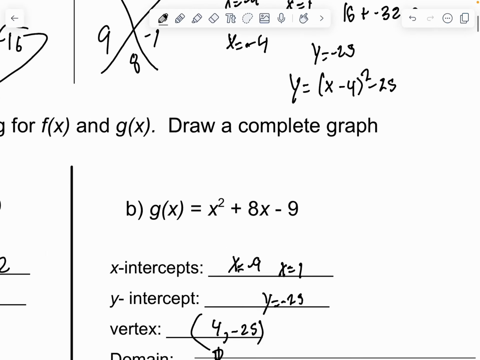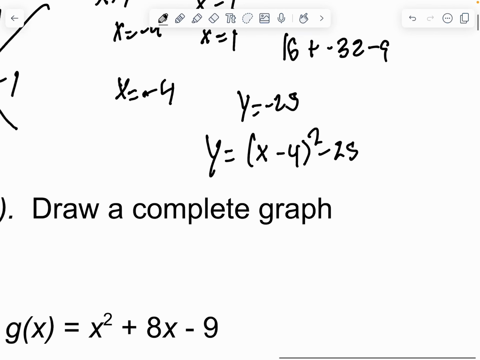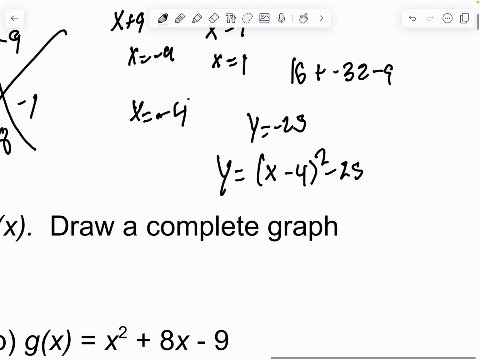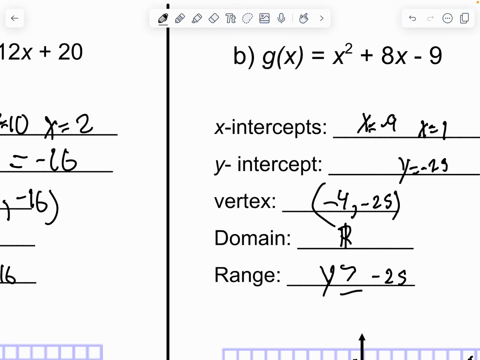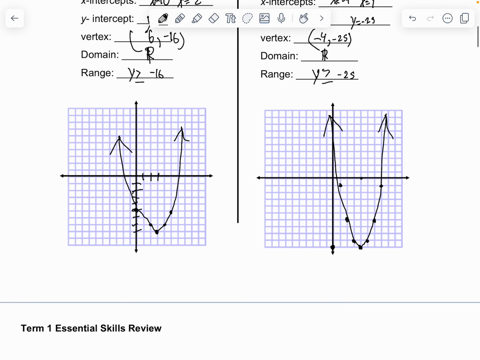Made a little error back on this one. So if the average is -4, it's going to be +4 in there. So our vertex is going to be -4, -25. And basically all it's going to do to this is it's going to shift it over to -4.